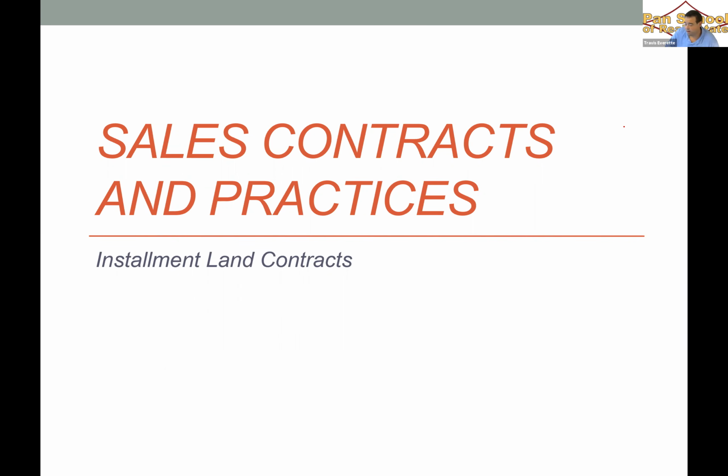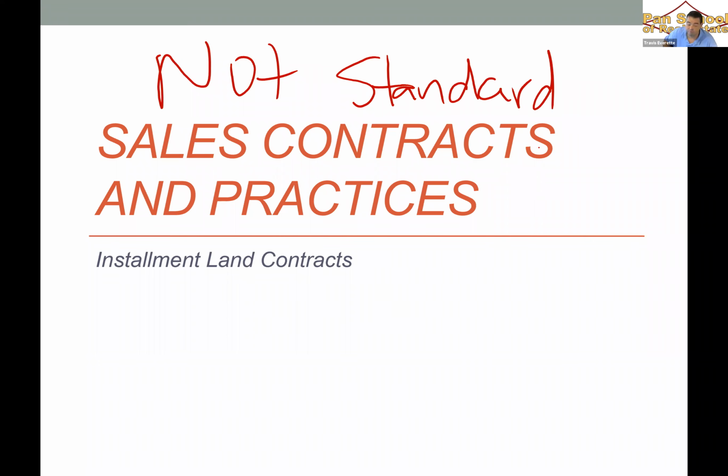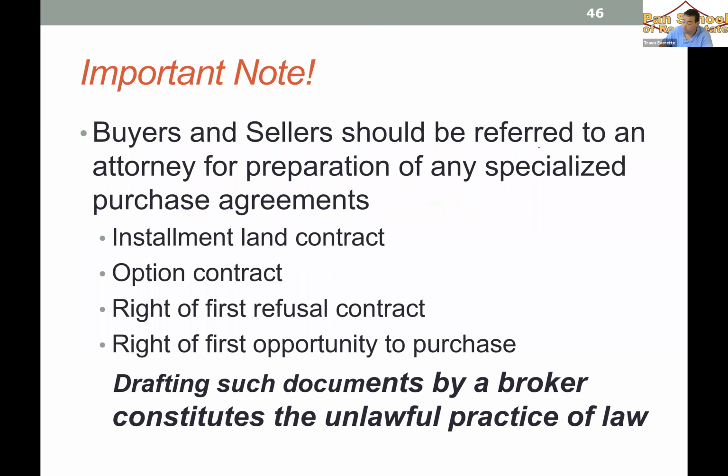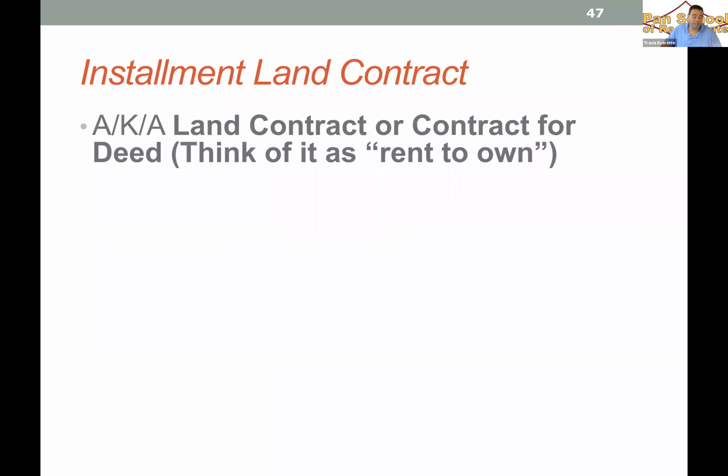So we are no longer talking about the 2T. These are not standard. These are weird. In fact, they don't exist as pre-printed forms. You'd have to get an attorney to draft these. These are out there type contract agreements. So an installment land contract, which is also known as just a land contract. It could be called a land contract, or it could be called a contract for deed. They all mean the same thing.